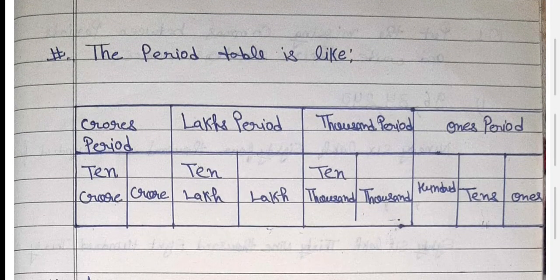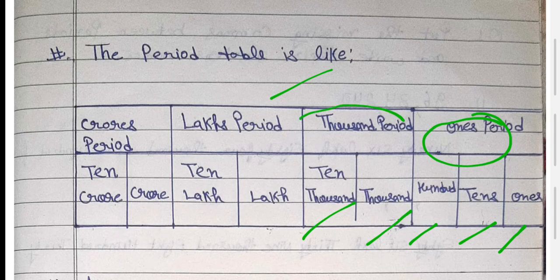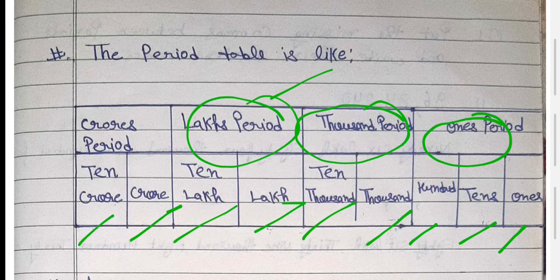So, first one is the period table, which is like this. So what is the period table? When you write a number in that form, ones, tens, hundreds all come in one period. Then thousands, 10,000s come in the thousands period. Lakh, 10 lakh come in the lakhs period, and crore and 10 crore come in the crores period.